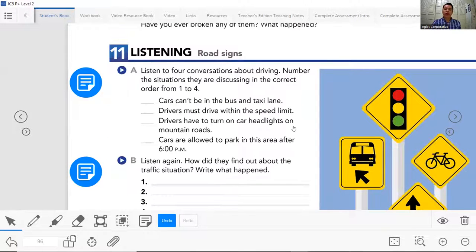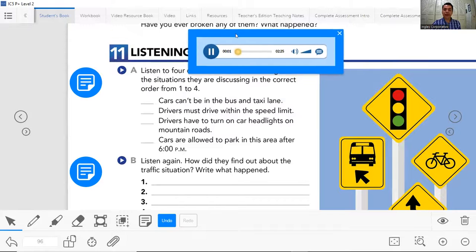Okay, so we're going to listen to four conversations about driving. What you're going to do is number the situations they are discussing in the correct order from one to four. The first conversation says that cars can be in the bus and taxi lane. The second says drivers must drive within the speed limit. Then it says drivers have to turn on car headlights on mountain roads. Cars are allowed to park in this area after 6 p.m. So these are the situations they mention in the conversations. The only thing you're going to do is listen and say, this is number one, this is number two, this is number three, okay? Here we go, listen, please.